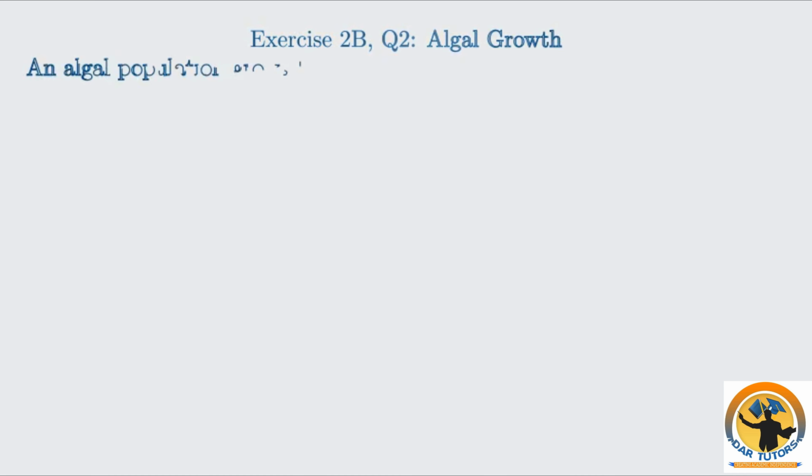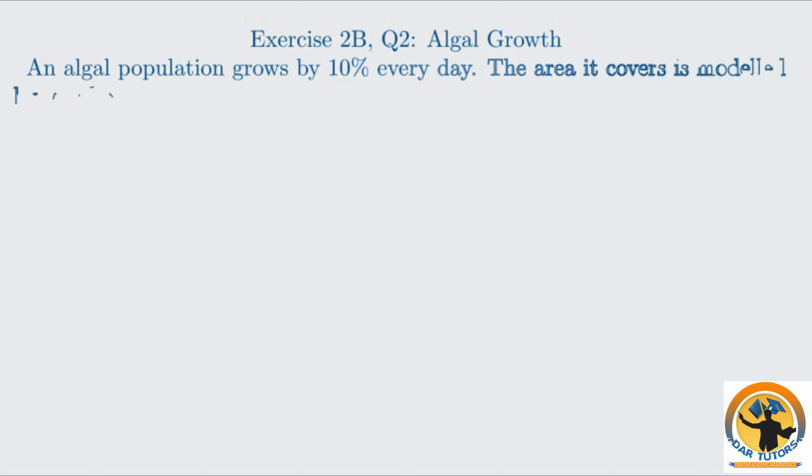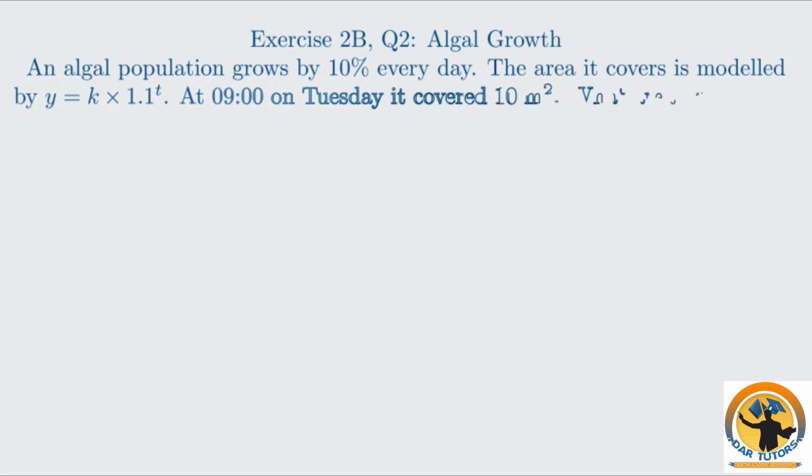Let's work through another problem from the textbook, Exercise 2B, Question 2. An algal population grows by 10% every day. The area it covers is modeled by y equals k times 1.1 to the power of t, where t is in days. We're told that at 9 a.m. on Tuesday, it covered 10 square meters. We need to find the area it will cover by 9 a.m. on Friday.